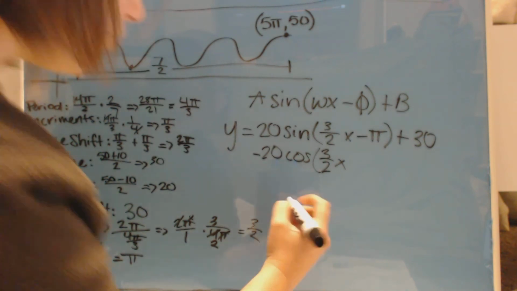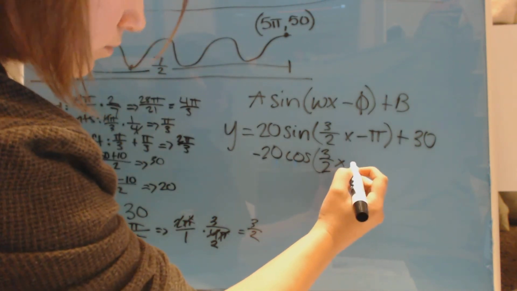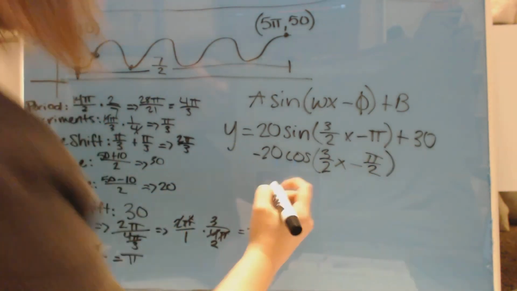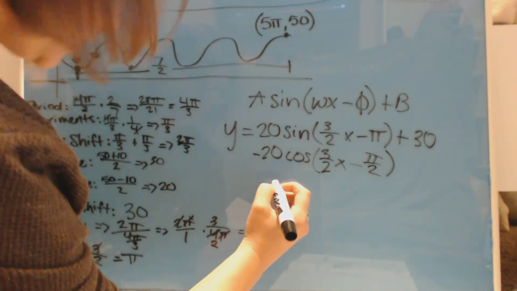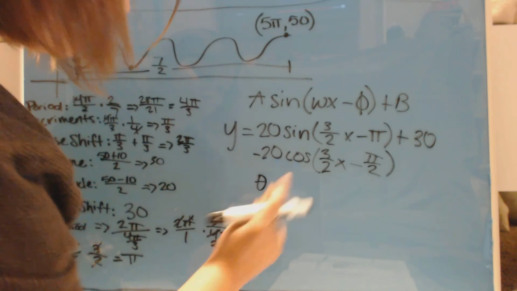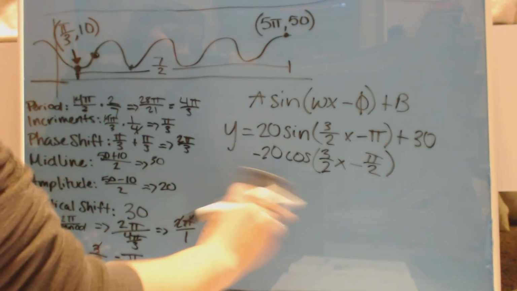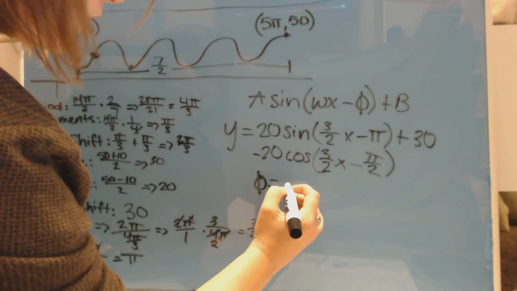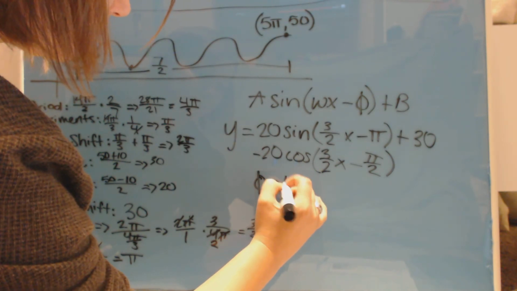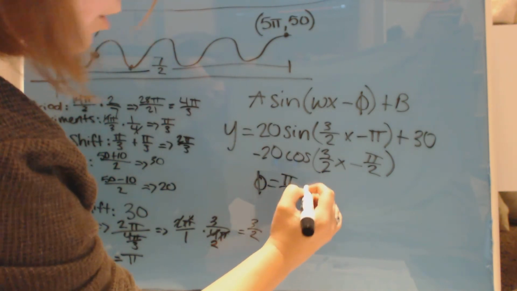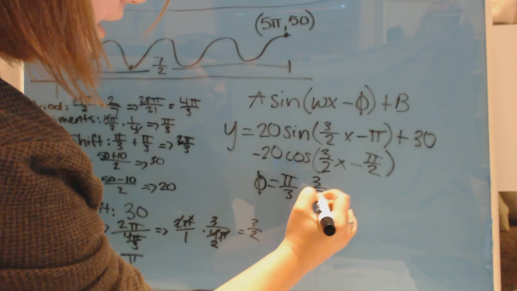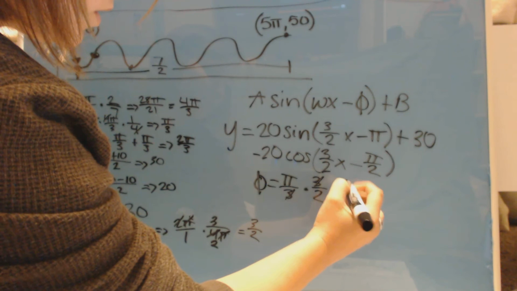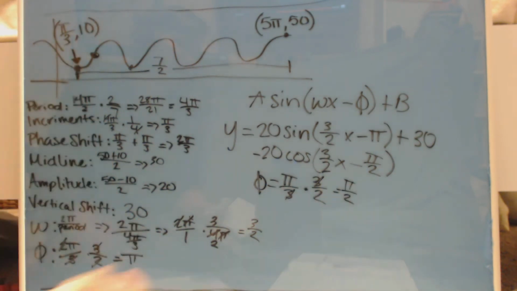I'll actually do it out here for you. I'm still going to write it right there. So it's going to be our pi over 2. So phi for this is going to be the pi over 3 multiplied by 3 halves. And as you see, those cancel out, and that just gives you pi over 2 as the end result for phi.